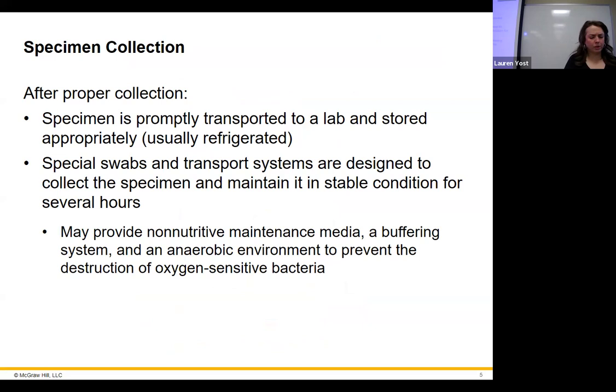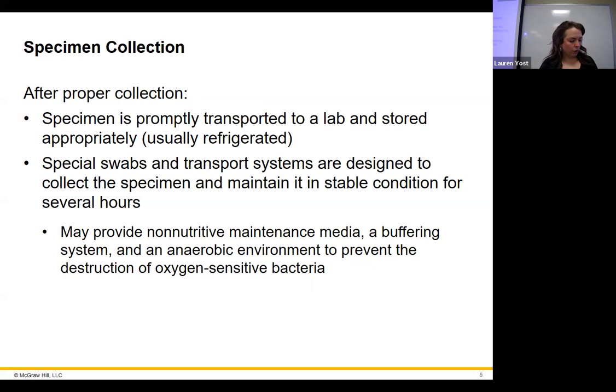So after you've collected your specimen, you need to transport it to your lab and store it appropriately. Maybe even get a culture going if that's what you need to be doing. You might even be waiting on something. So let's say you have a rare specimen that you want to culture, but you don't have the media for it. You might be waiting on the media to be delivered before you can swab it onto the media. So you might have it sit in a refrigerator for a little while before you can use it. That just happens sometimes. But we're meant to keep it stable, preferably for at least several hours, if not a couple of days, in that media so that we can work with it later.